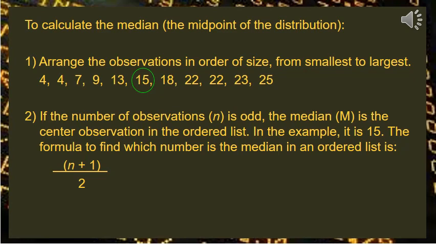N is the number of observations. So here I have 11 observations. 11 plus 1 gives you 12, divided by 2, 6. So the sixth number of the distribution will be the median. Here, the number 6 of the distribution is 15, so your median is 15. It's an actual number because you have an odd number of observations in the dataset.